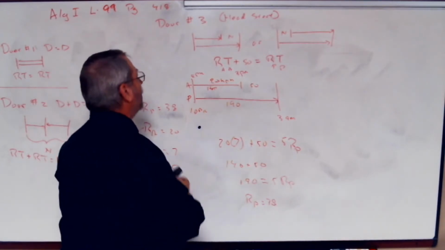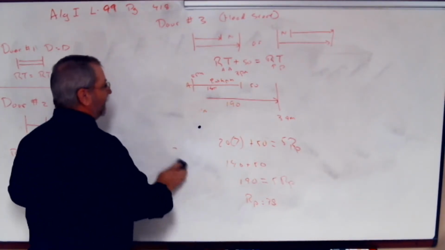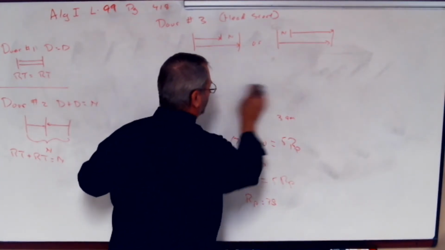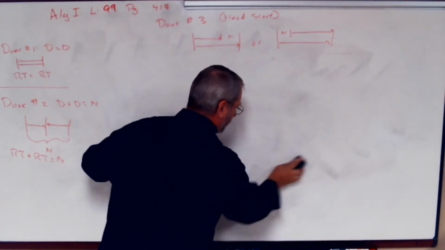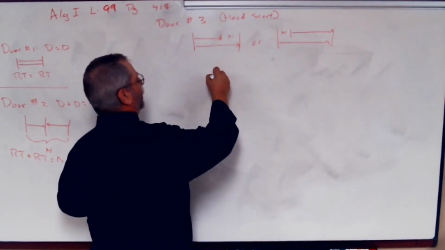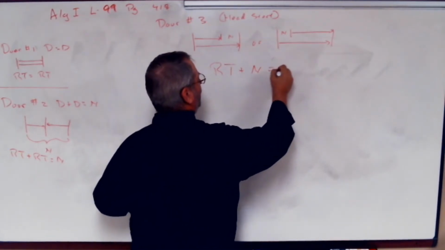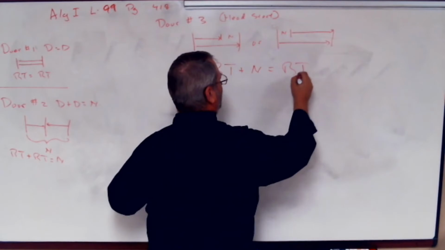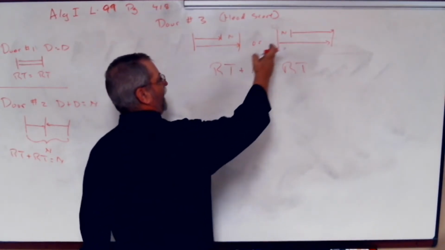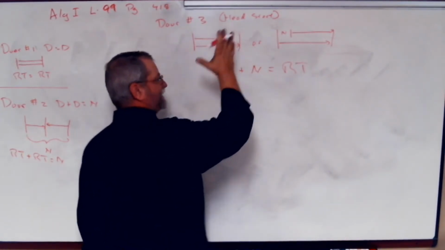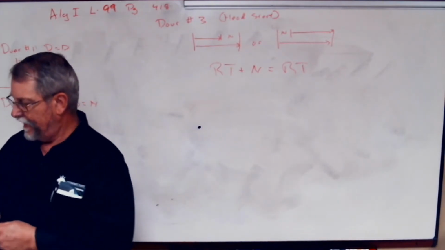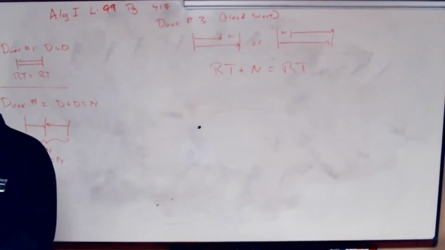Okay? Let's run another one of these real quick. So you've got rate times time plus something equals rate times time. This could be in front of this or back. It doesn't matter, okay? Next example, Harry and Jeanette. You'll like this one, because this one you really have to think.